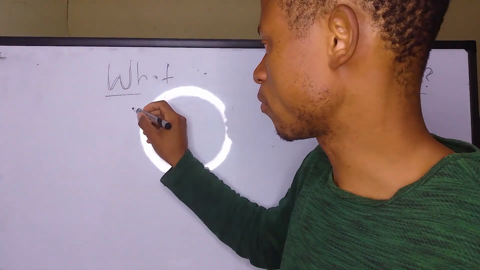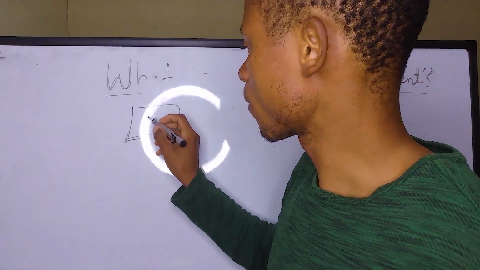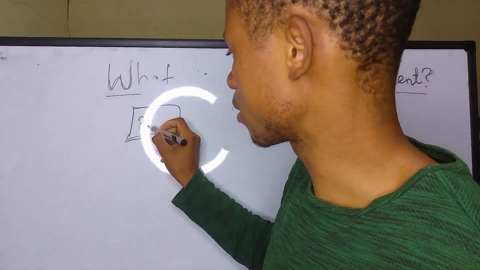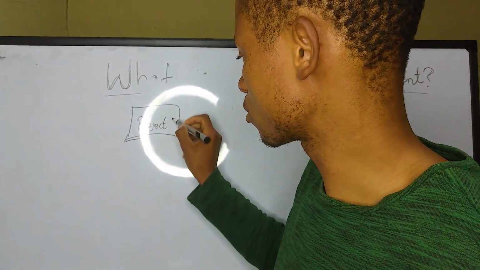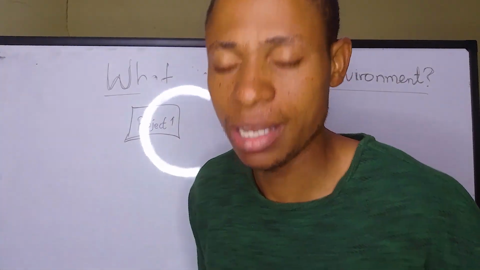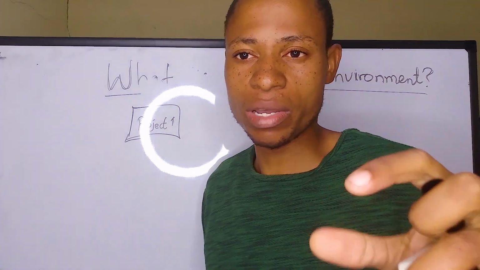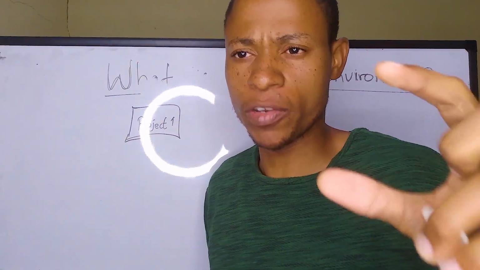So you create a separate folder for your project. Okay, so once you have created your project, let's say project 1, you have created a separate directory for your project. Now, in that project directory is where you can create a virtual environment.